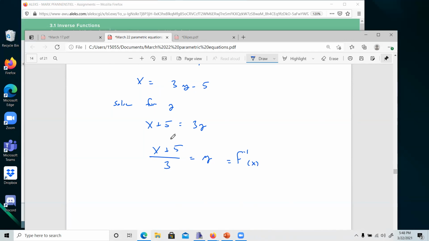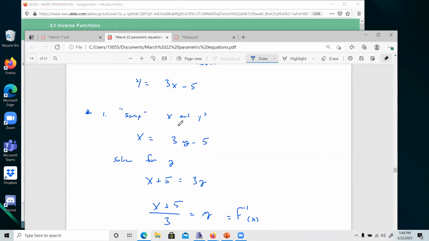I didn't check to make sure that this passed the horizontal line test, but it's a line, and except for the line y equals a constant, which is a horizontal line, they're going to pass the horizontal line test. 3x minus 5: 1, 2, 3, 4, 5 is our intercept. And then we have 3 quacks and 1 waddle. So it's going to look something like that. It will pass a horizontal line test.